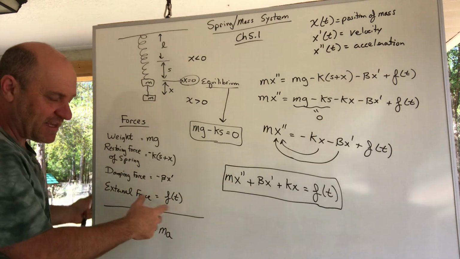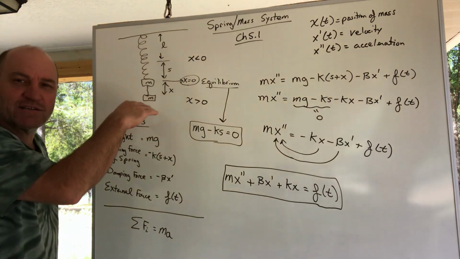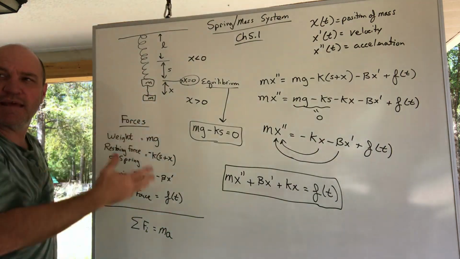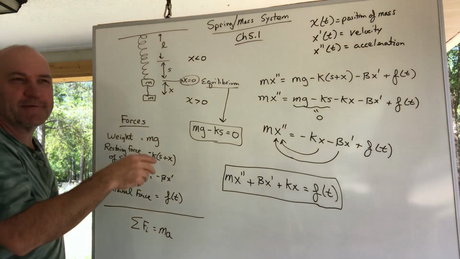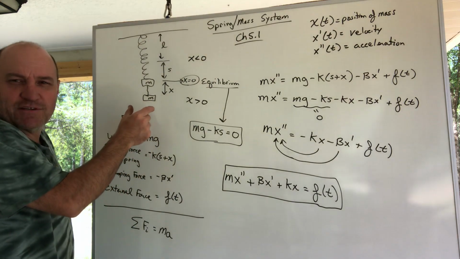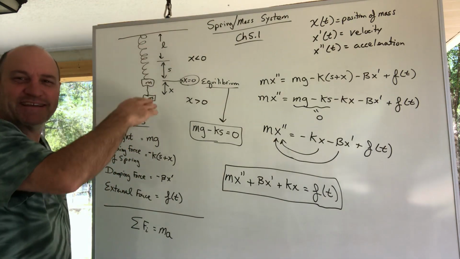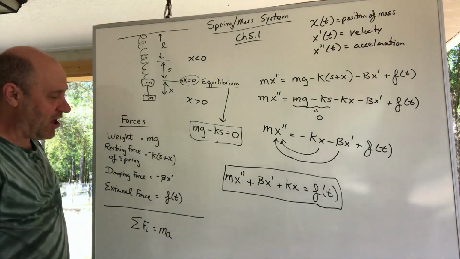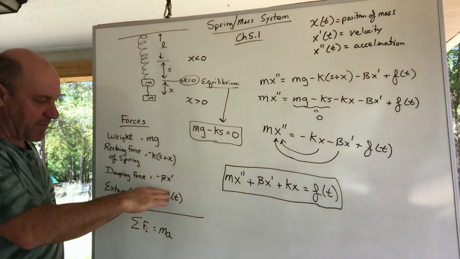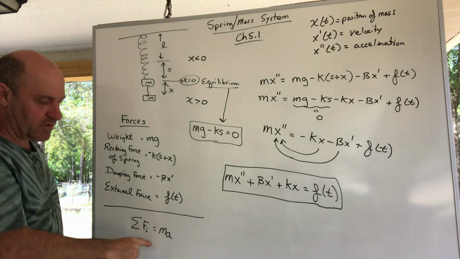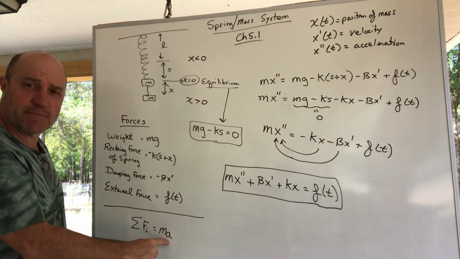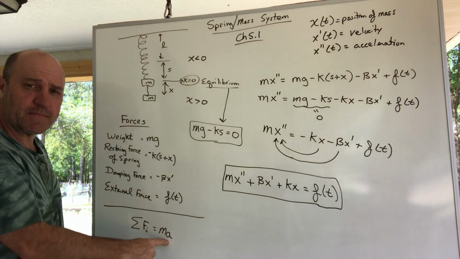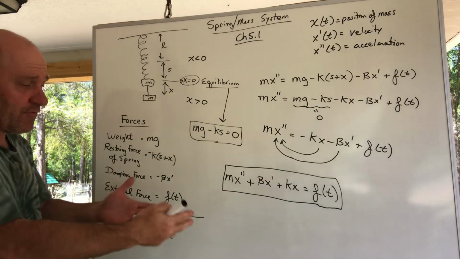And then there could be an external force, like maybe every time the mass comes down, I give it a little push. That would be an external force. Or maybe there's a little motor attached to the mass, pushing it and pulling it up and down. And according to Newton's second law, the sum of all the forces is ma, mass times acceleration. So we use that to derive this DE.